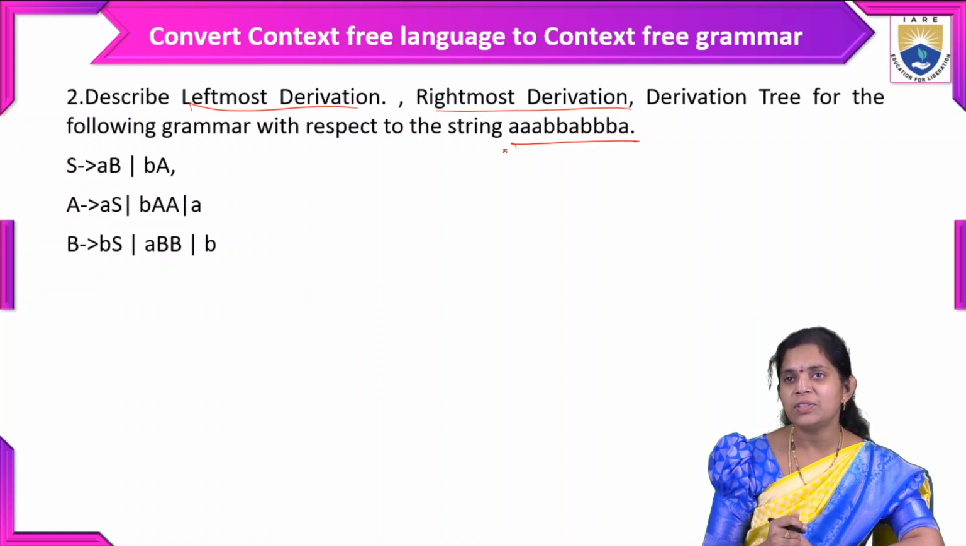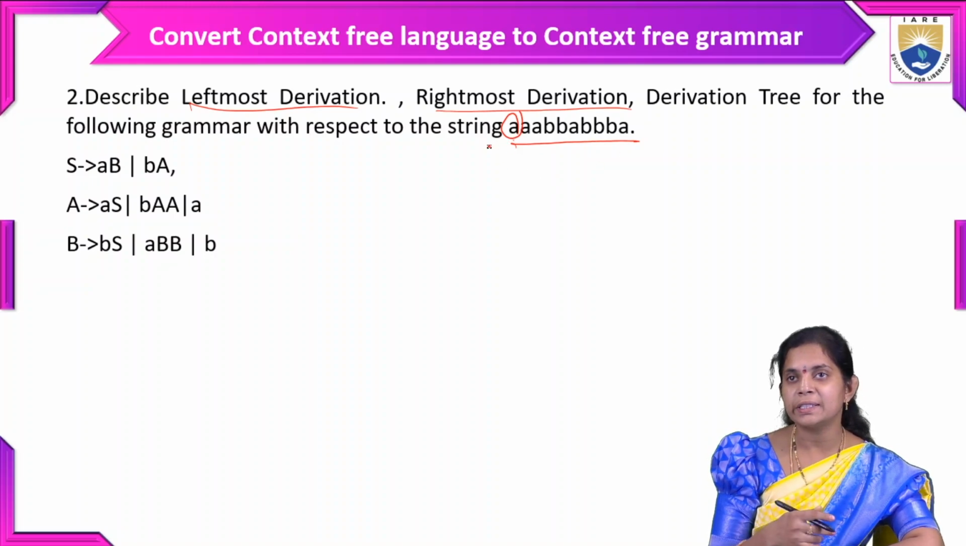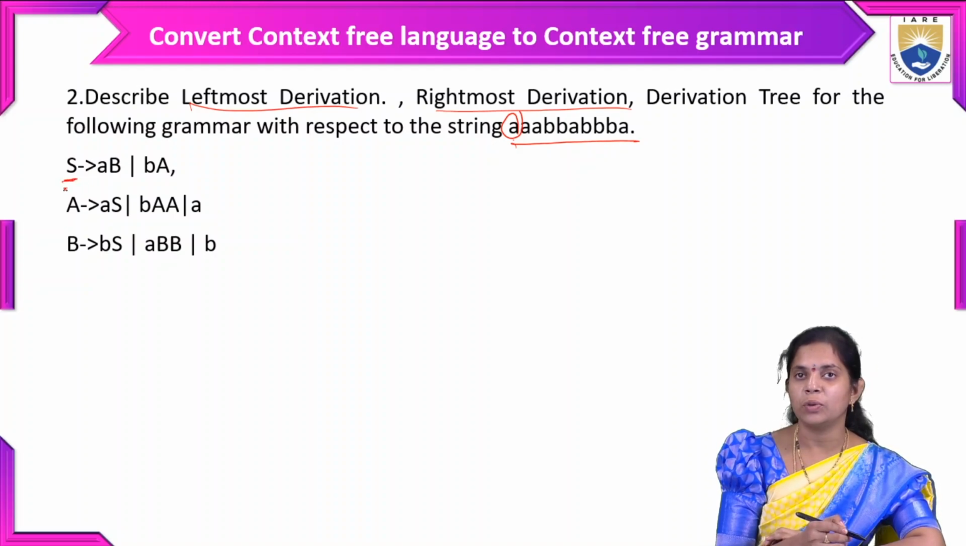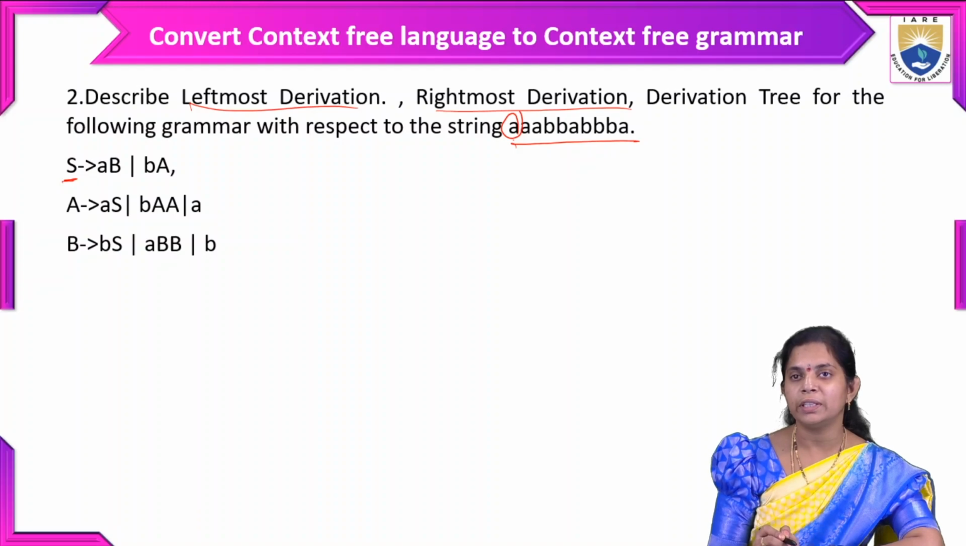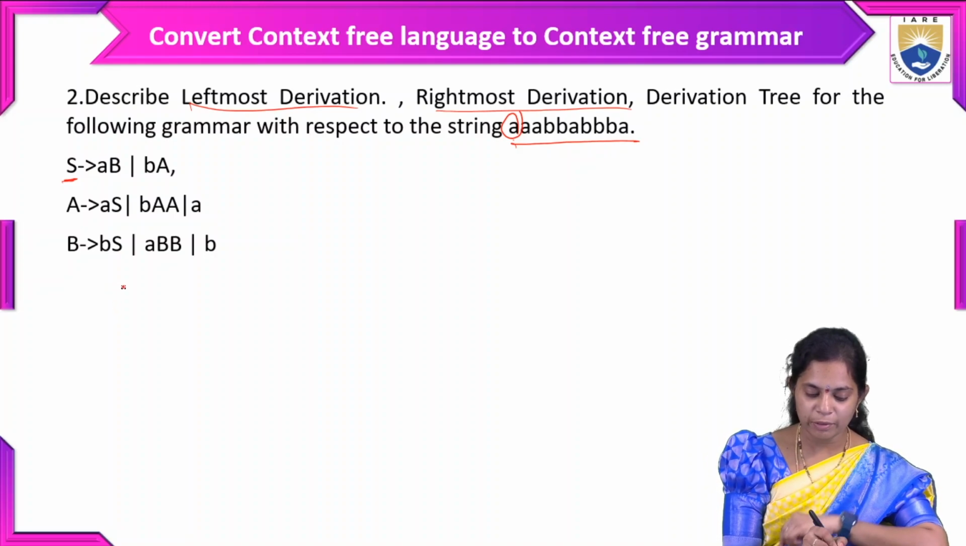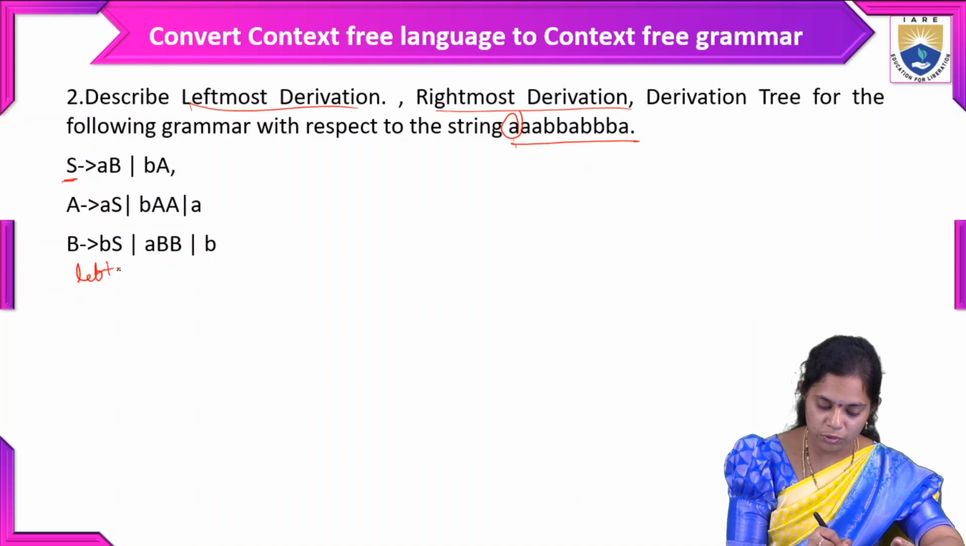To derive any string from the language, we need to check the string's starting and ending. Here we have the value A as the starting. In this one, we need to start with S only. So we need to start with the S production rule. We will take the leftmost derivation first. So leftmost derivation.